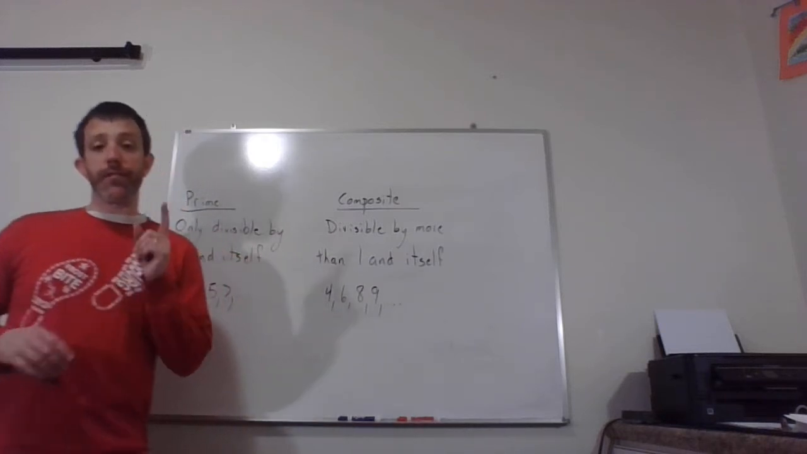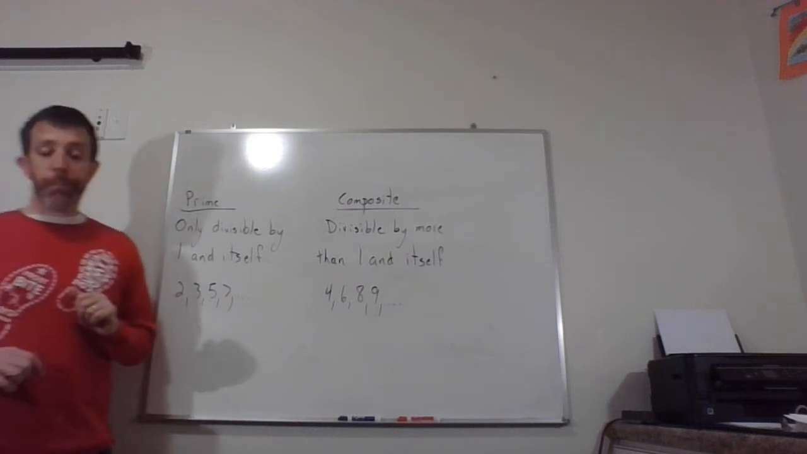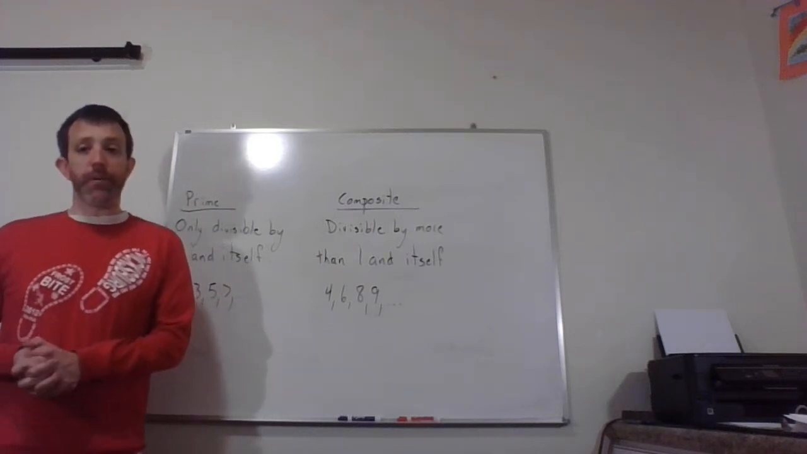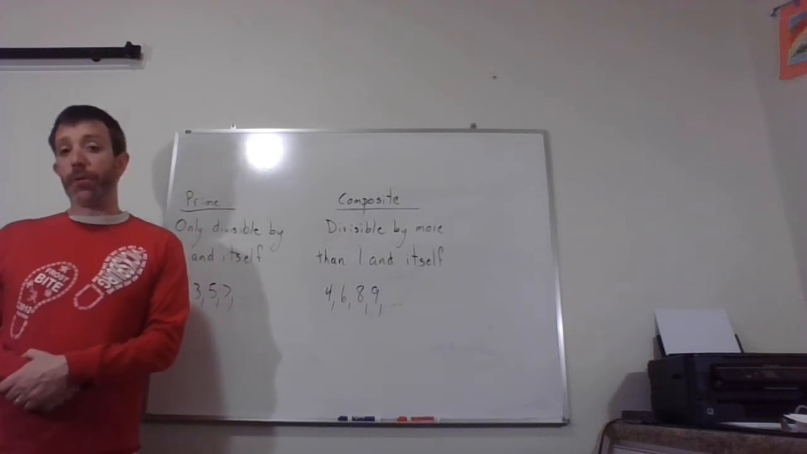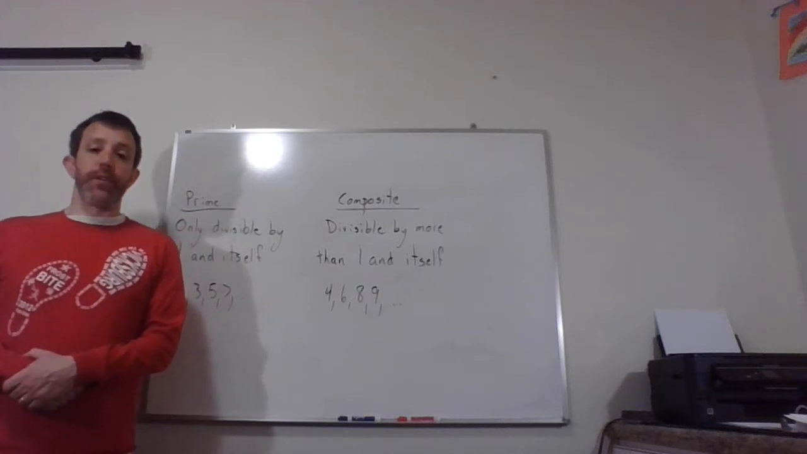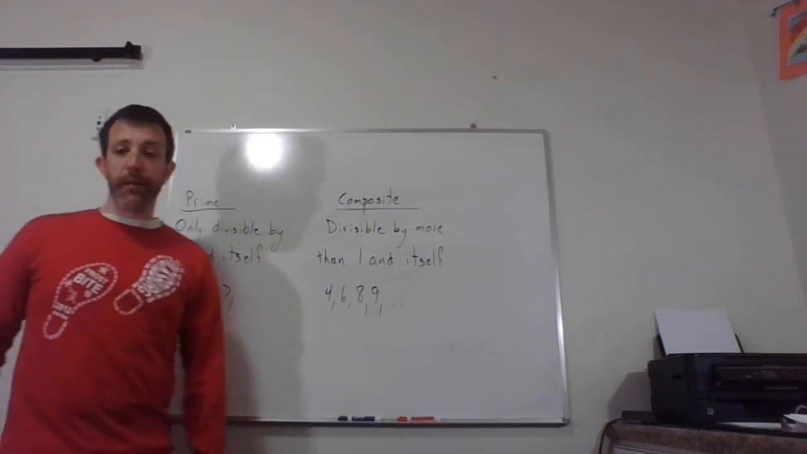One thing to notice is that there's only one even prime number, and that's 2. 2 is the only even prime number. And if you think about it, it makes sense. All your even numbers are going to be divisible by 2, so they all fall into the composite numbers except for 2 itself.